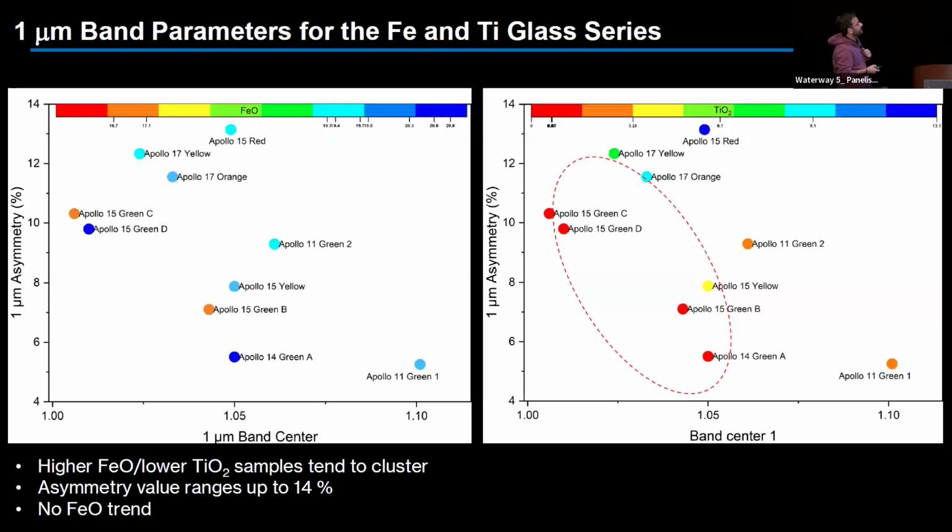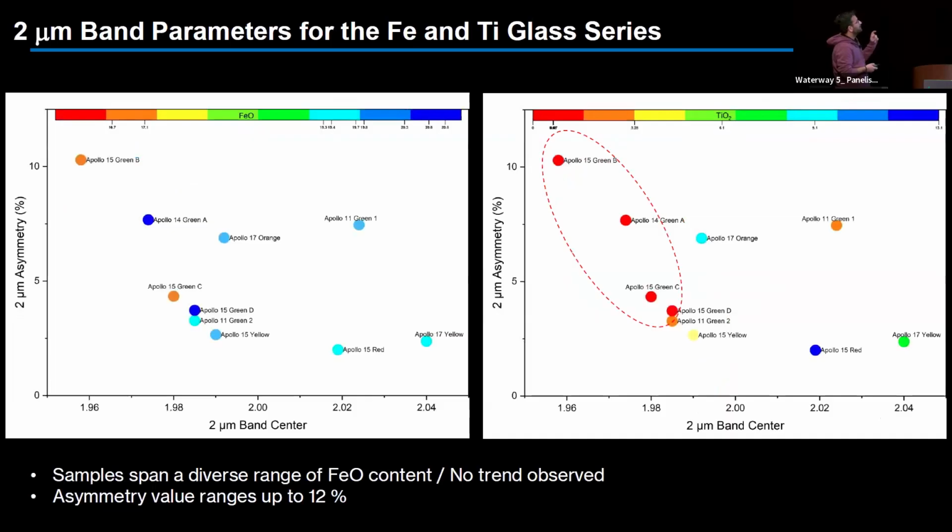Also, if you look at 1 micron, the asymmetricity goes up to 14%, and there is no iron or FeO trend. But if you go to the 125 micron, 2 micron band center graph, here we see the same trend, but the asymmetricity barely goes up to 12%, which is lesser than the 1 micron.